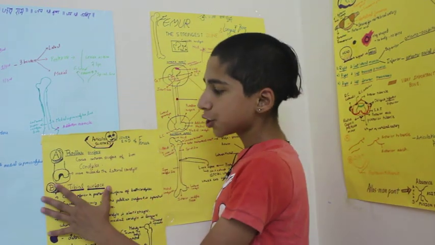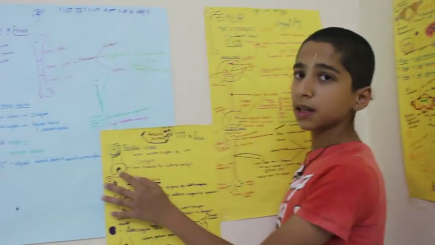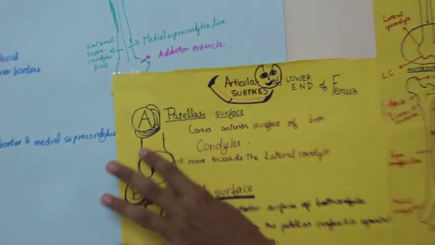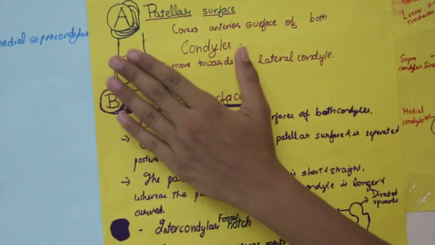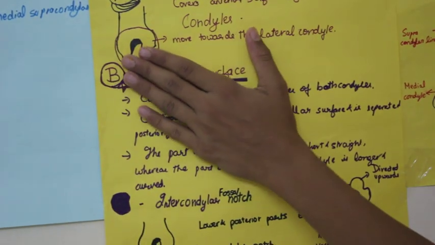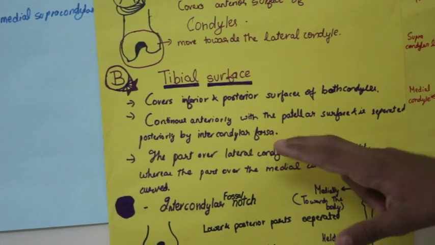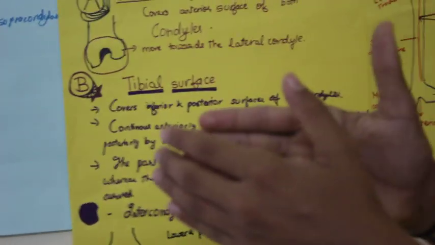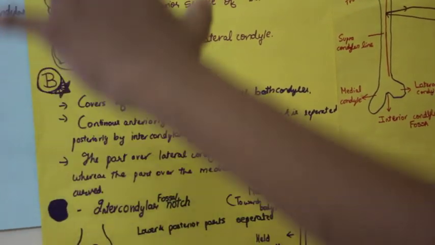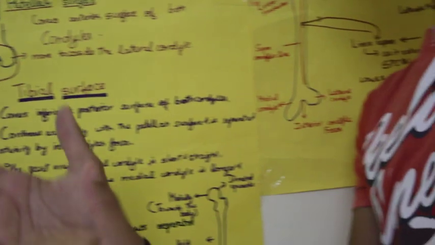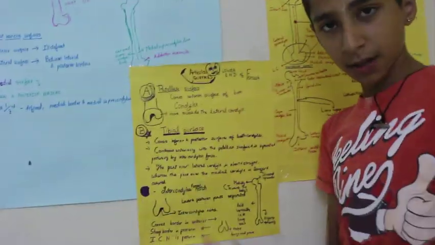Now this articulation, you can see the circle I put here. This is basically the marking of the anterior surface of the patella, which is connected to the anterior surface of the two condyles. And now we shall see the tibial surface. This covers the inferior and posterior surface of both the condyles. Now the anterior surface, the front area is covered by the patella, the back area and the lower area, posterior and inferior, is covered by the tibia.